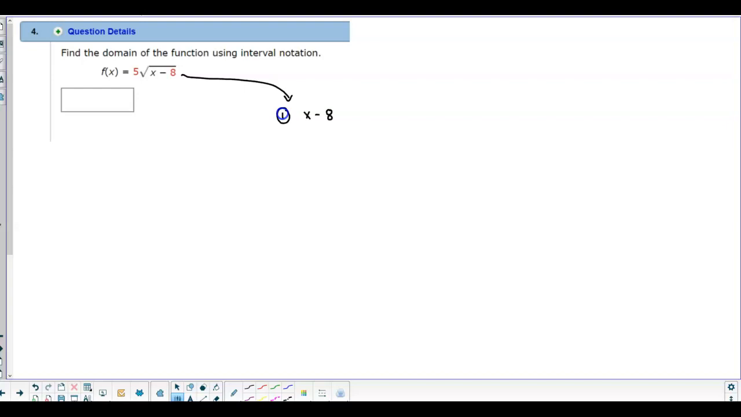And so what that means is it can be equal to 0, and it also has to be greater than 0. So that means x minus 8 has to be greater than or equal to 0. And now what we're going to do is solve this inequality for x. So if we add 8 to both sides, we can see that we get x greater than or equal to 8.